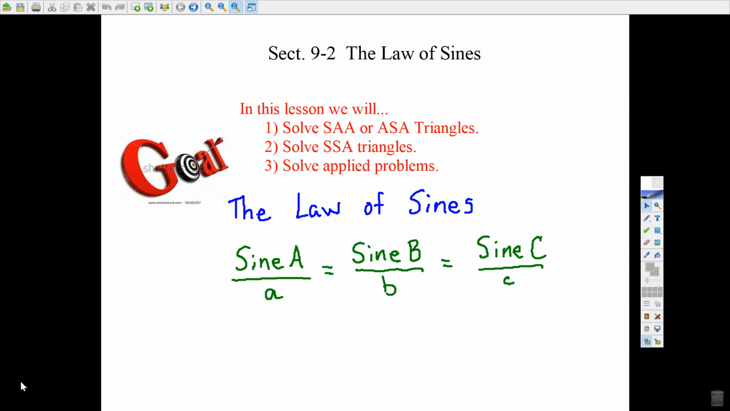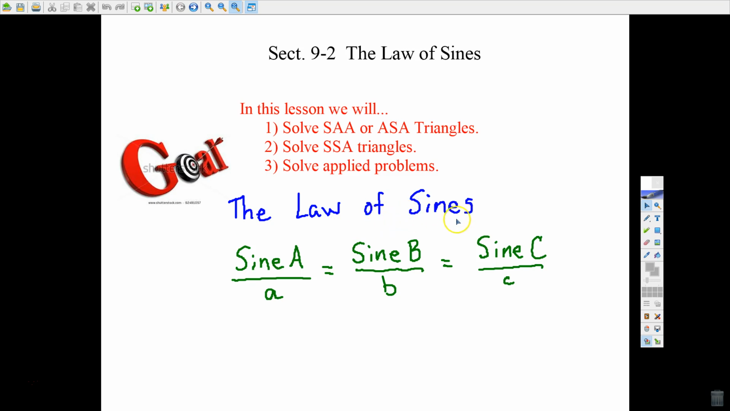We've moved on now to section 9.2, and in section 9.1 we were practicing and reviewing how to solve right triangles. Well, now we're going to talk about in this section and the next section how to solve triangles that are not right triangles. And so in section 9.2, the law of sines will help us with three particular types of triangles that are not right triangles: the side angle angle triangle, angle side angle, and then side side angle.